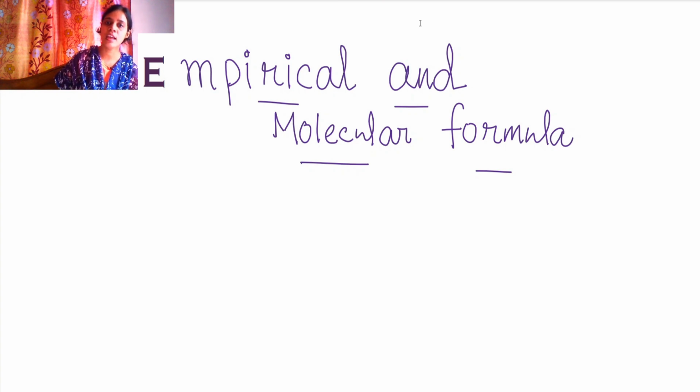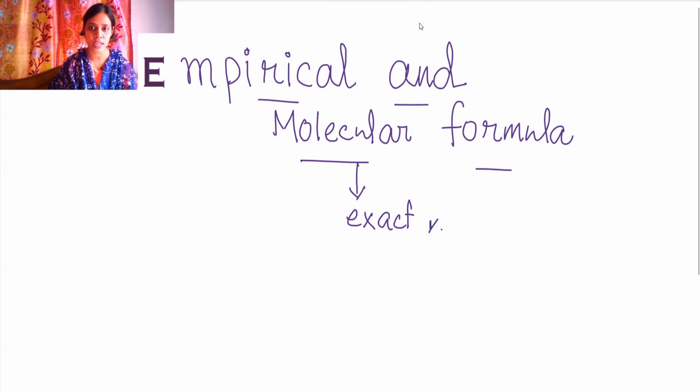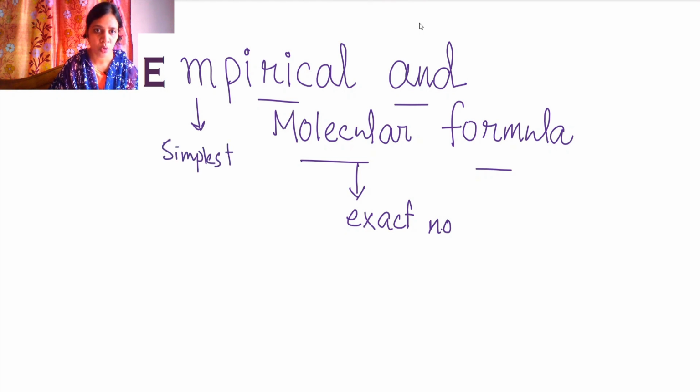What is empirical formula? Empirical formula represents the simplest whole number ratio of different atoms present in a compound. And what is molecular formula? Molecular formula represents the exact number of different atoms present in a compound. So empirical formula represents the simplest whole number ratio of different atoms, and molecular formula represents the exact number of atoms present in a compound.